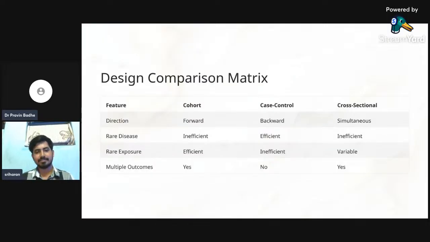This is a design matrix of the three different study designs, showing the direction: forward, backward, and simultaneous. For a rare disease, the case-control study is the most efficient. When dealing with a rare exposure, we go with the cohort and cross-sectional study. When our results should be based upon multiple outcomes, cohort and cross-sectional studies are applicable. This is the matrix of comparison while we do the research.